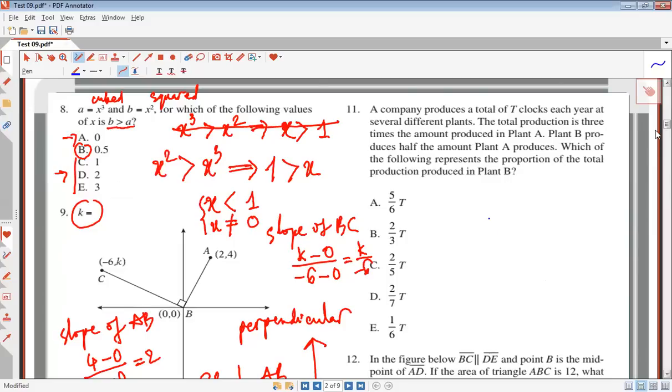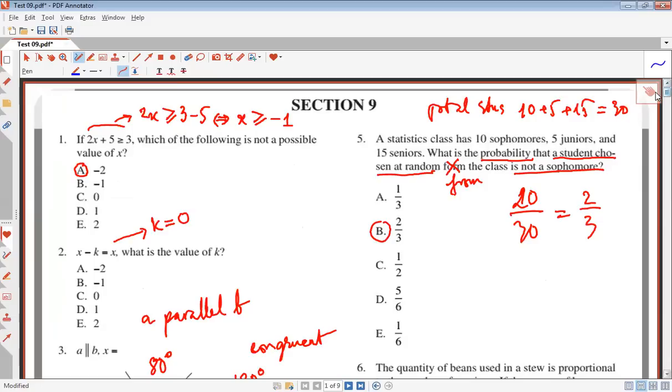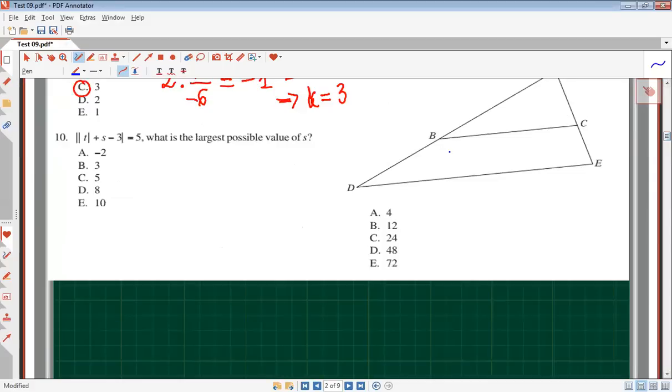We continue session number 9 with question number 10. Question number 10, we have this equation, and they ask what is the largest possible value of S. We know that the absolute value of A equals B if and only if A equals B or A equals minus B.